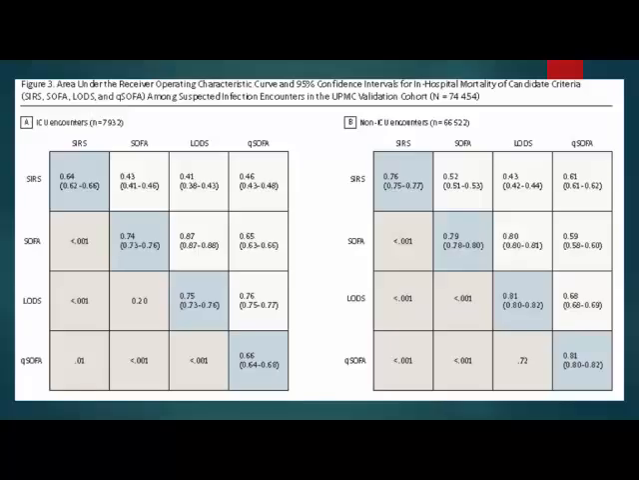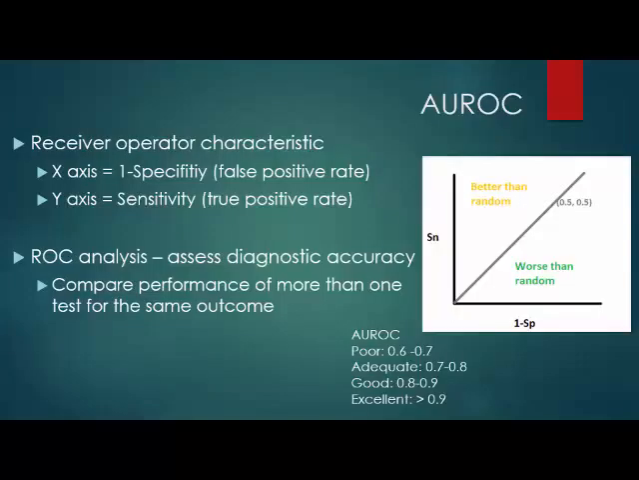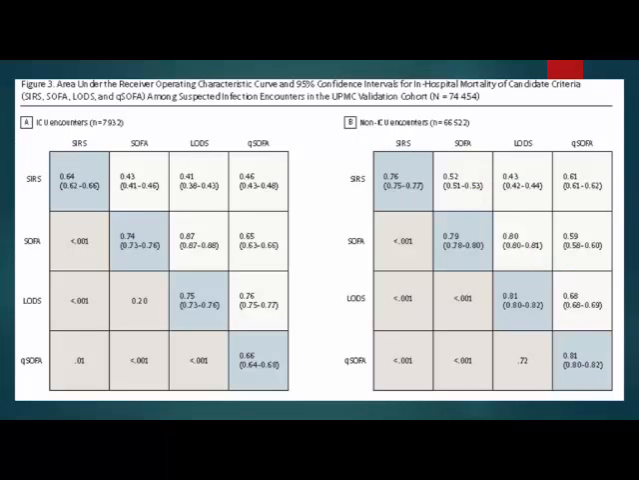What they found was that the area under the curve for predicting mortality in SIRS is 0.64 for patients that are in the ICU. For SOFA, it's 0.74. For LODS, it's 0.75. And for Q-SOFA, it's 0.66. So if we go back to our area under the receiver-operator curve, that 0.64 and 0.66 both fall under that poor category. And the SOFA score comes under the adequate category, with 0.74 to 0.75.